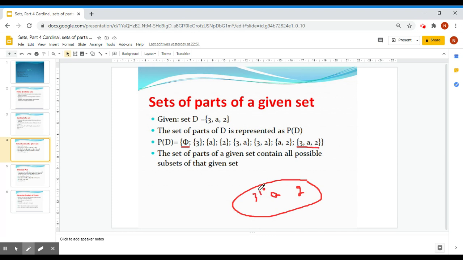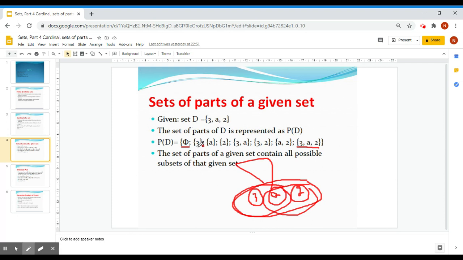So we can say that the set that contains 3 is a subset, and the set that contains A, and the set that contains 2. Again, we have a set that contains these 2 elements, these 2, and the other 2. So we have the parts of D. It represents all the subsets of D.